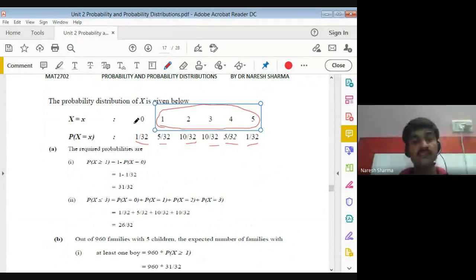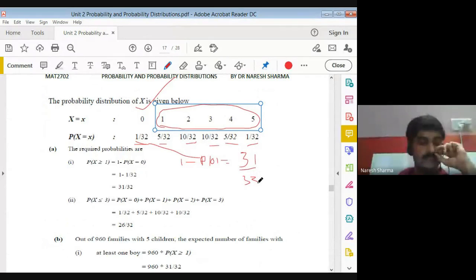We know that the total probability of the system is always 1. So instead of adding, we may say 1 minus this, that means 1 minus the probability at x equal to 0. We know that it is 1/32, and subtracting 1/32 from 1 gives 31/32. So that is your probability. Probability is always out of 1, we know that, right?